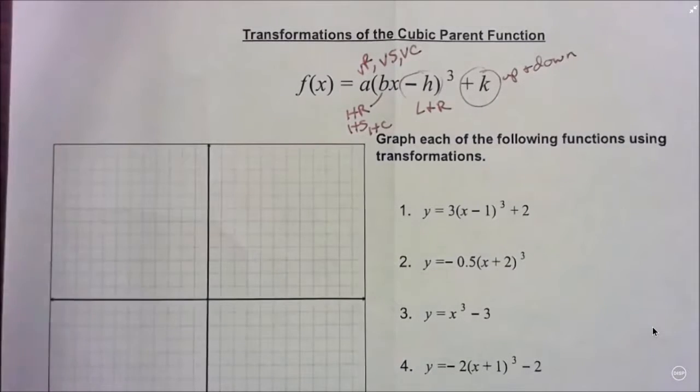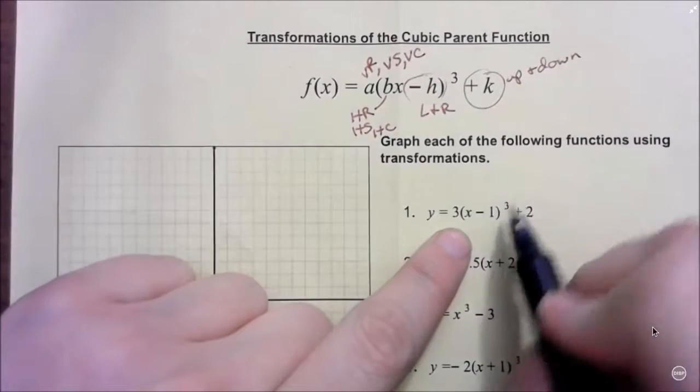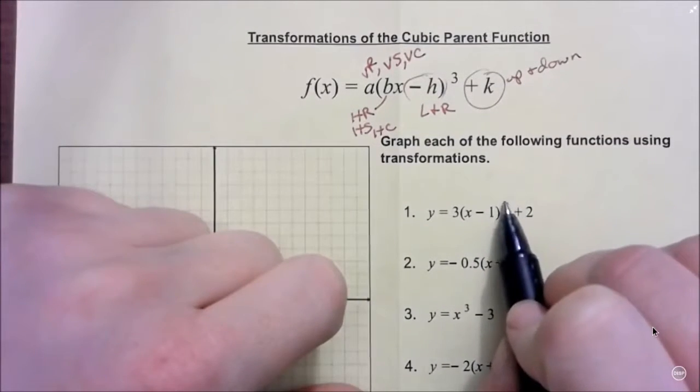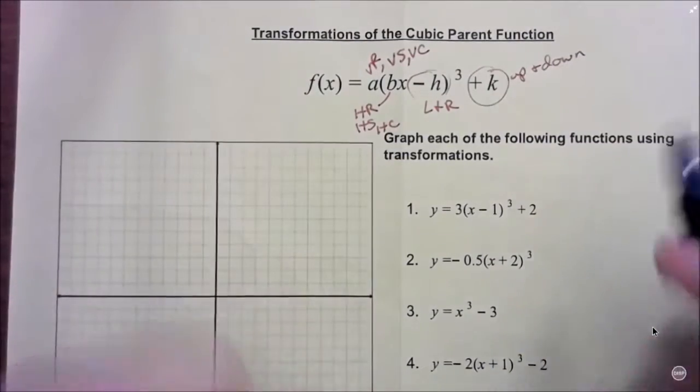Now you guys are getting pretty good at these, so hopefully you should find it pretty easy. Okay, so let's just try a few. So on the first one, I have my cubic function. So this little 3 exponent is not a transformation. That's just the type of function it is. It's cubic.